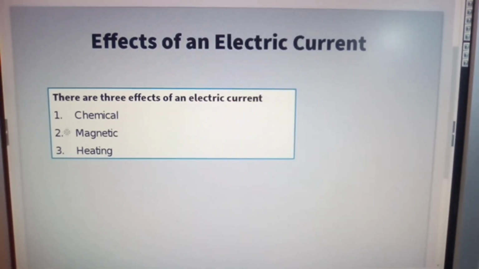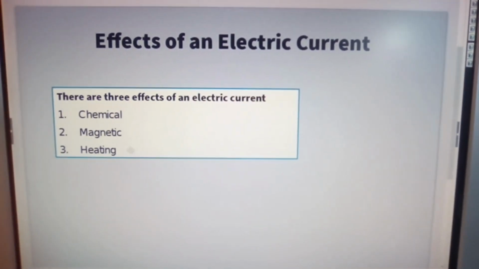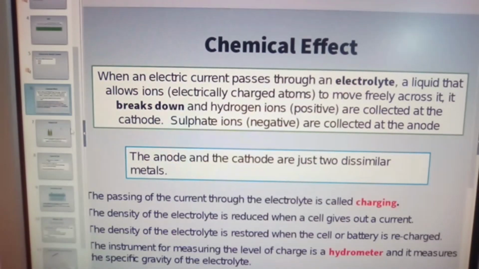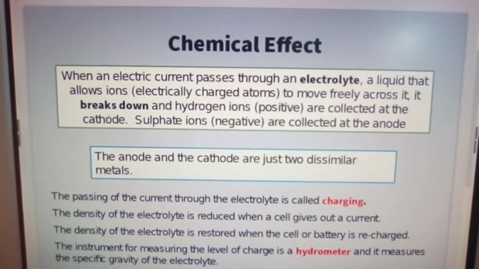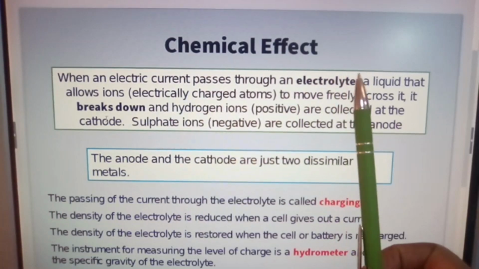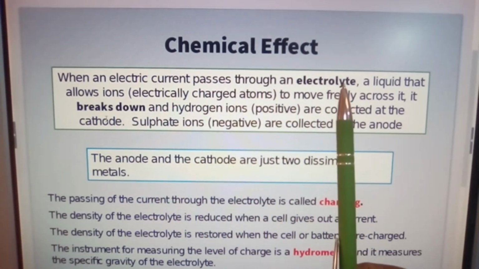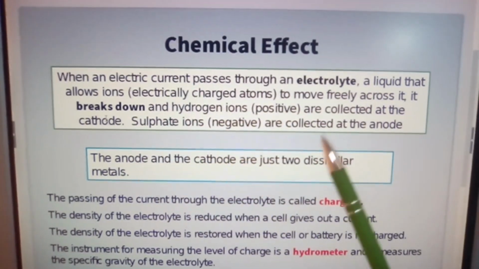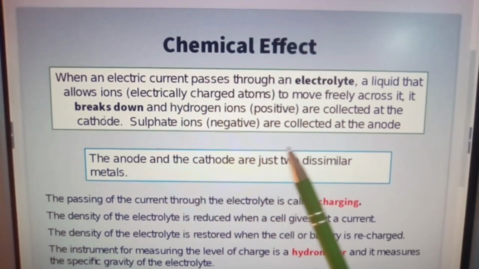Effects of an electric current: chemical, magnetic, and heating. Chemical effect. When an electric current passes through an electrolyte, a liquid that allows ions, electrically charged atoms, to move freely across it, it breaks down, and hydrogen ions, positive, are collected at the cathode. Sulfate ions, negative, are collected at the anode.